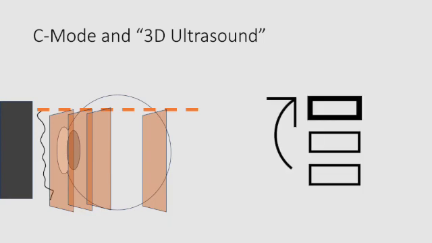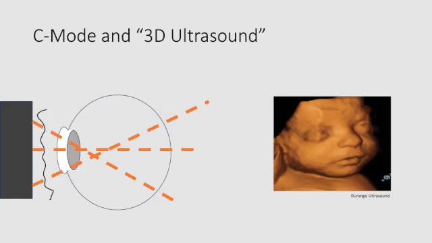And the difference between that and, say, a 3D ultrasound is that in 3D ultrasound, the transducer in one position is sending out signals, waves or beams in different angles to generate a 3D image.